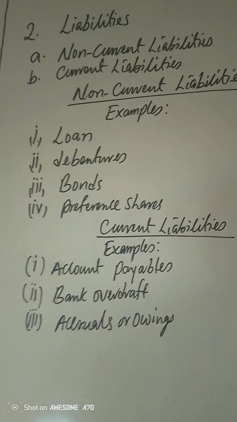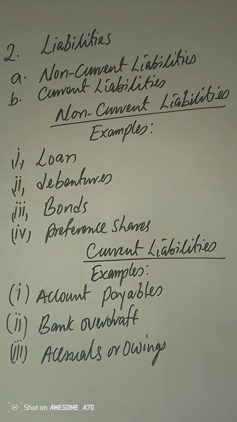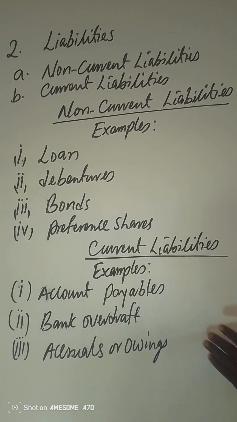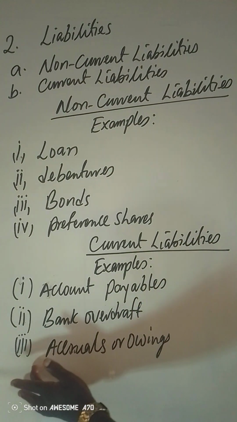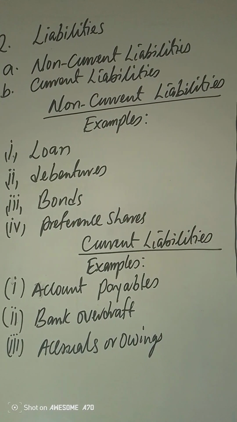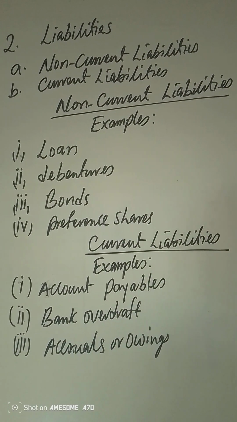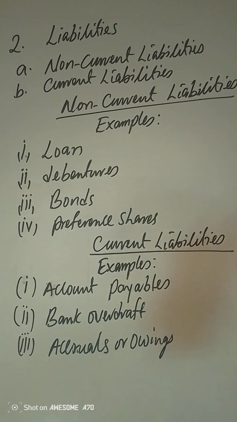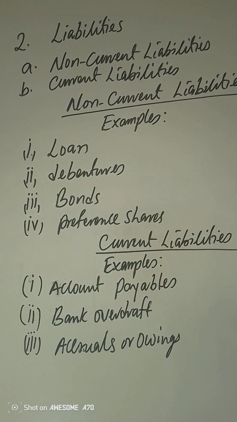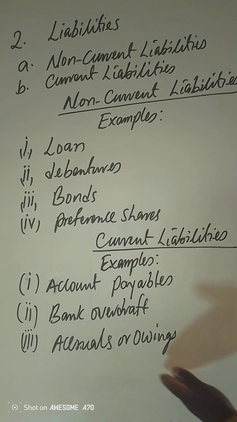So short is then the current liabilities, and the repayment is always very short, with a very high interest payment. Next is accruals or owing. This is just general owing on expenses incurred by the business, like the business supposed to pay electricity and they were unable to pay within the time period. You can refer to it as accruals, or you can call it owing.